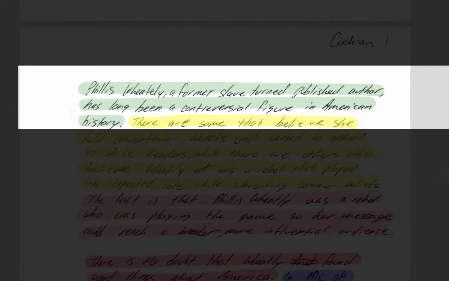Alright, so in my introduction, you can see here, I open up. This is all the background information I really give. Phyllis Wheatley, a former slave turned published author, has long been a controversial figure. I'm establishing that conversation. I don't spend a lot of time on being sold into slavery at 7, the Wheatleys teaching her to read and write, that kind of stuff.